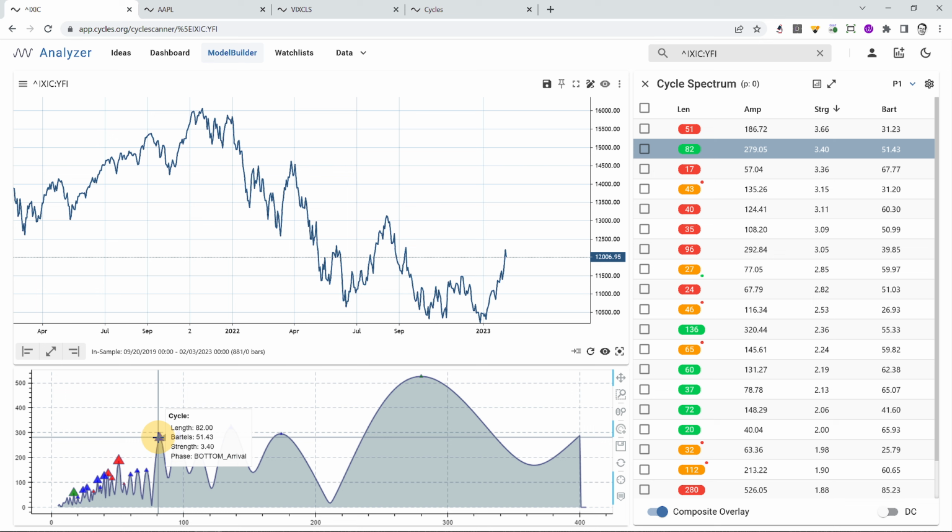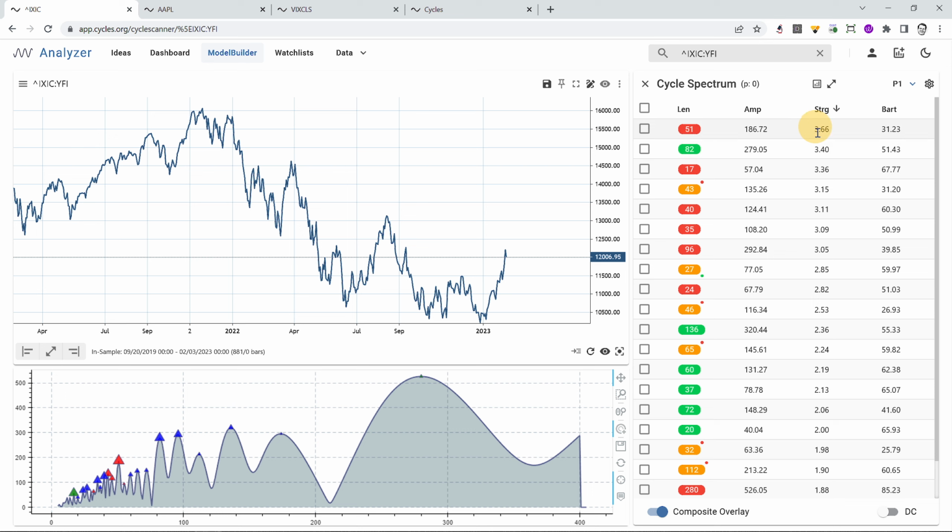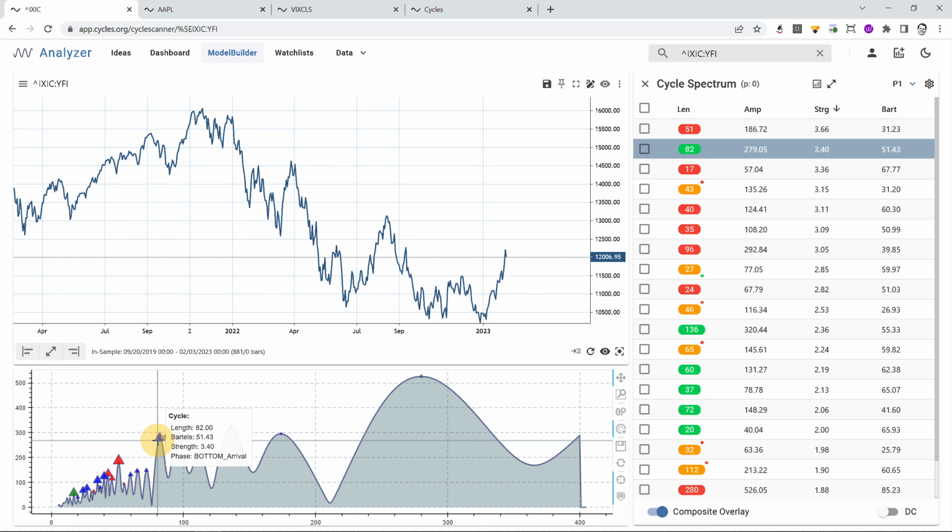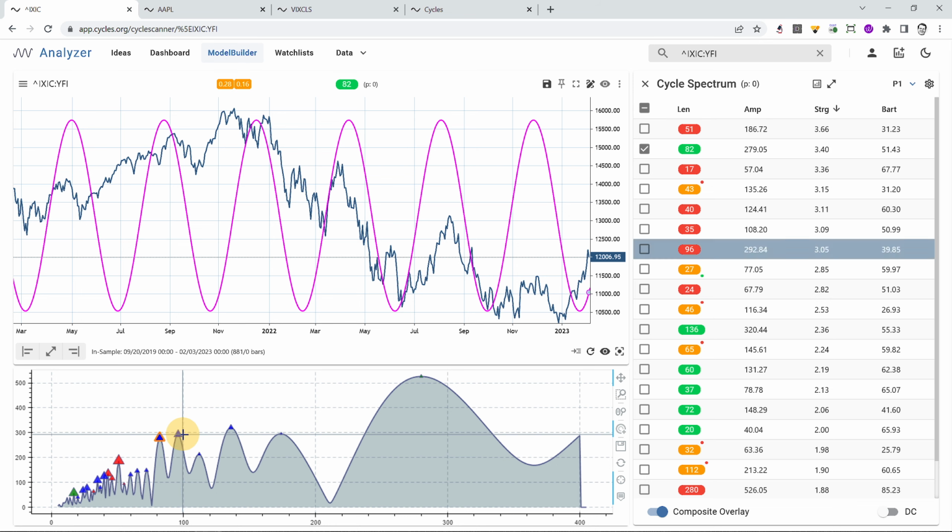Here we have now the 82-day cycle. If you have a look in the upper right corner, this cycle is also the second strongest cycle here. Bartels score is about 50. So, okay, not alone on this spectrum, but in combination, as we know, this is very prominent in Apple. It's also seen here in the Nasdaq. Let's pick this one for the Nasdaq.